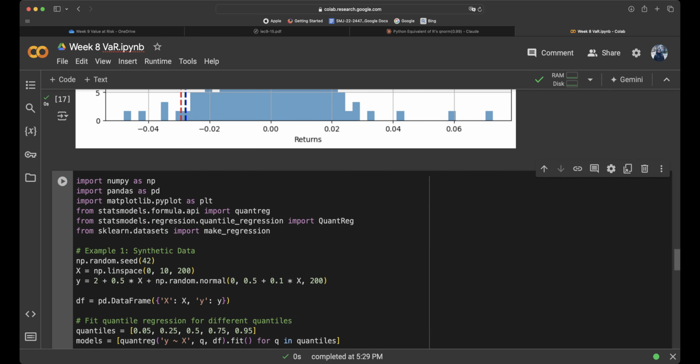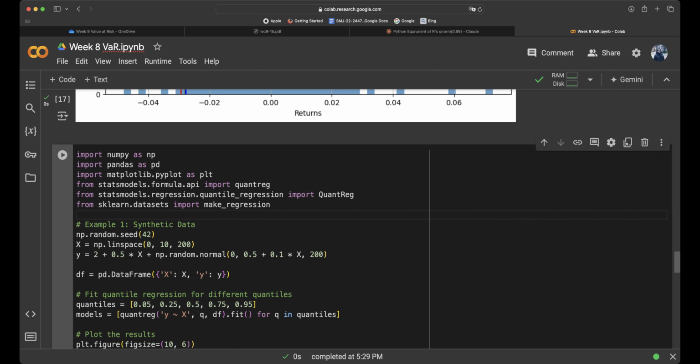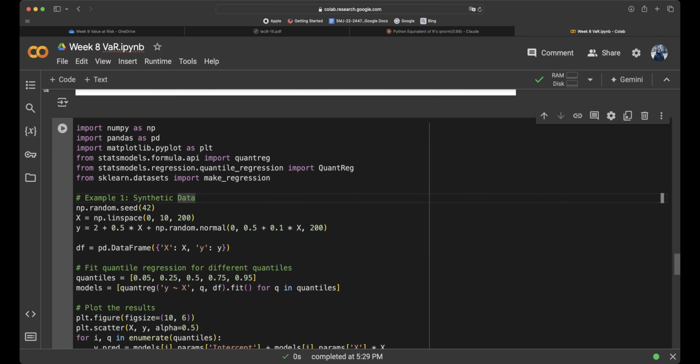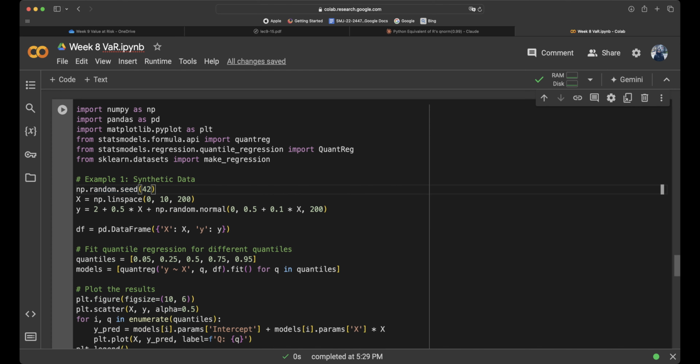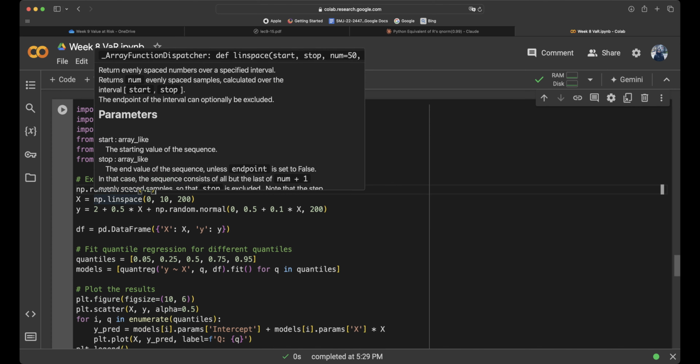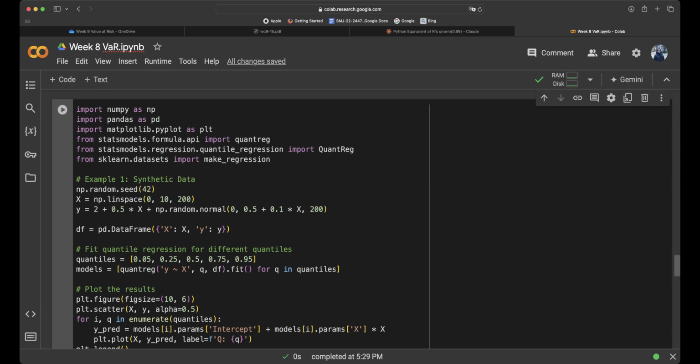Okay, first we import the library. In Python, in statsmodels, we have a quantile regression module like this one. And then the data set. Example one, synthetic data. For the synthetic data, we give a seed for replication and x is np.linspace from 0 to 10. And y is 2 plus 0.5 times x.